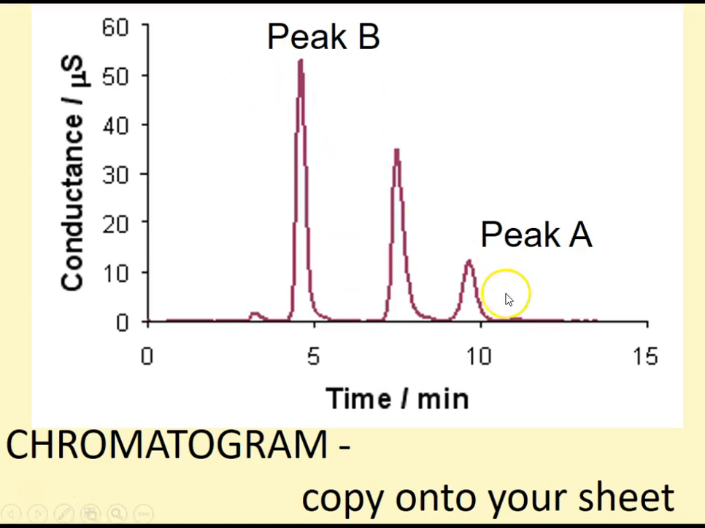Okay, so can you copy this chromatogram onto your sheet? So we've put chemicals through. Can you see how many chemicals you would have had in your mixture? So you should see there's 1, 2, 3, and a tiny one here. So you've got 4.